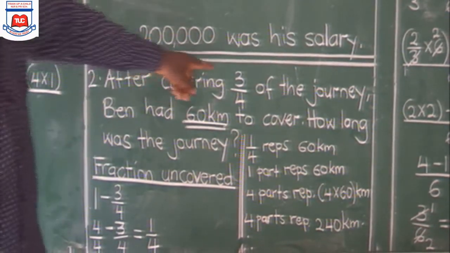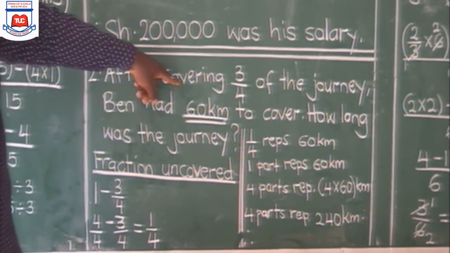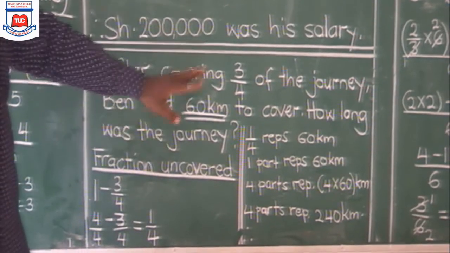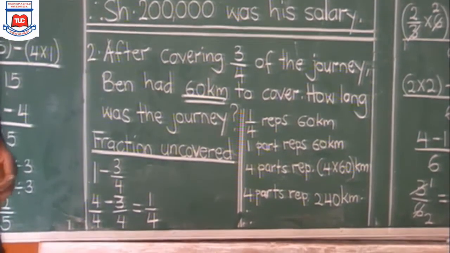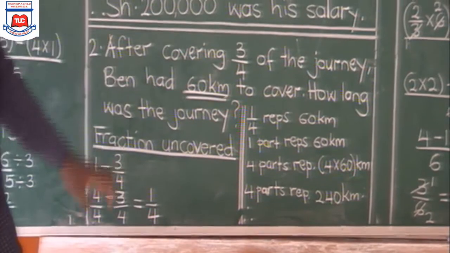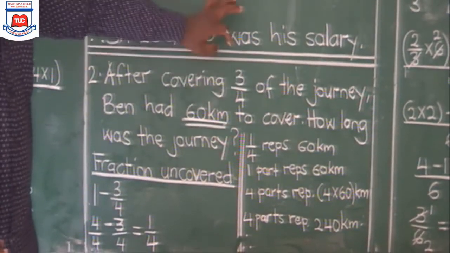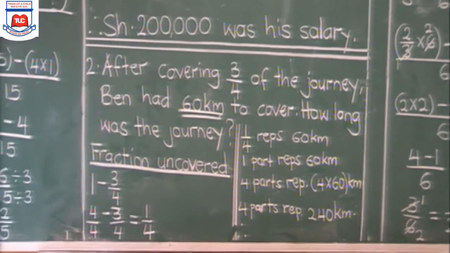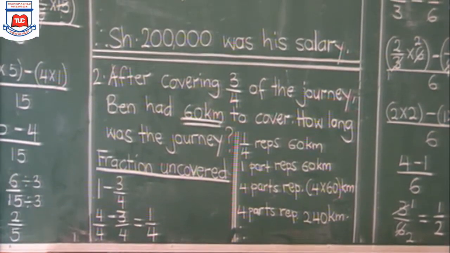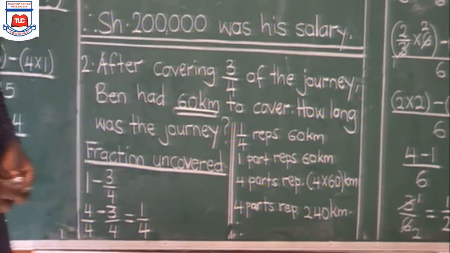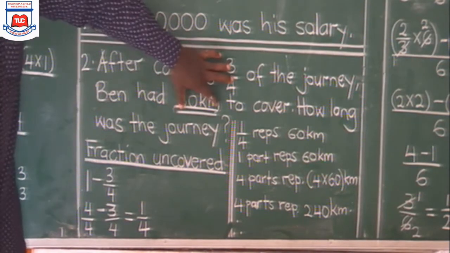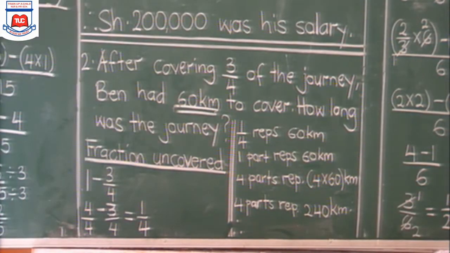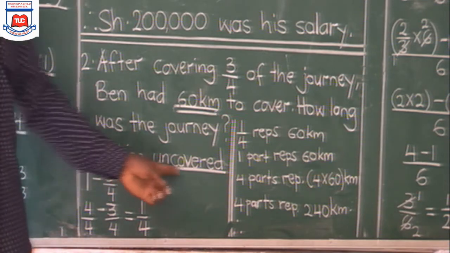What about 3/4? 3/4 was covered. So, meaning the 60 service is actually opposite to the 3/4 service. Why? 3/4 of the journey was covered, whereas 60 kilometers were uncovered. So this 60 helps us know what we must ascertain before anything is done. What must we then ascertain? The fraction yet to be covered, which is dubbed uncovered here.